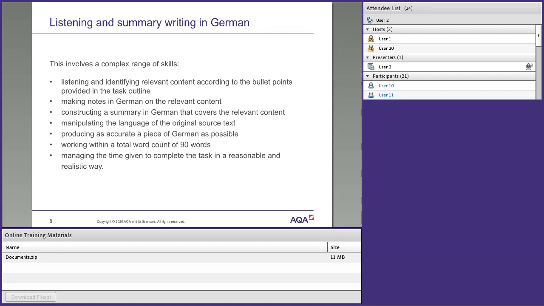So this involves a complex range of skills. First of all, the students have to listen and identify the relevant content according to the bullet points provided in the task outline. They need to make notes in German on the relevant content, construct a summary in German that covers that relevant content, manipulate the language of the original source text, produce as accurate a piece of German as possible, and all this working within a total word count of 90 words. And then obviously they need to manage the time given to complete the task in a reasonable and realistic way.